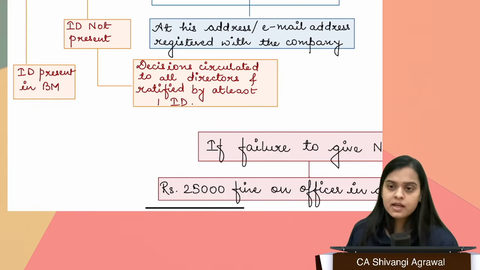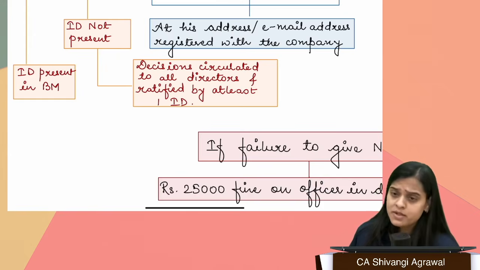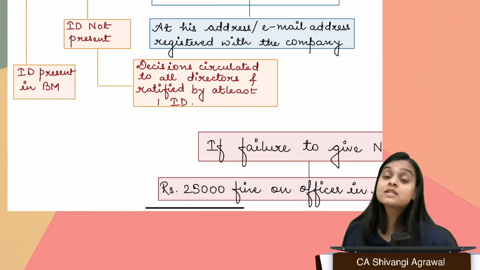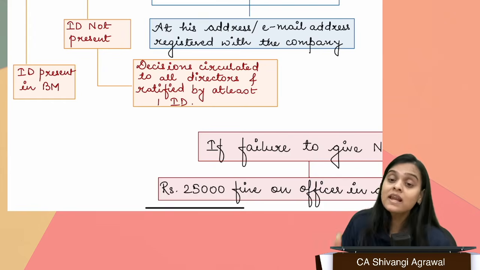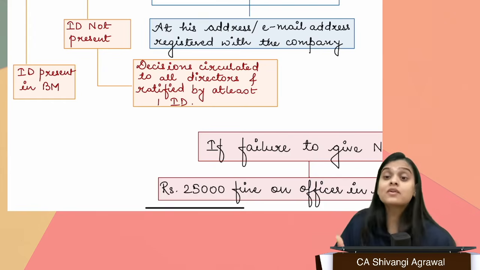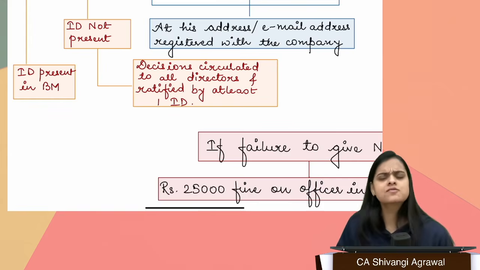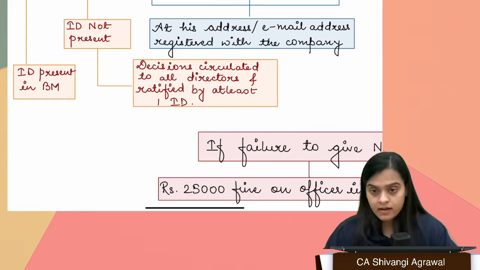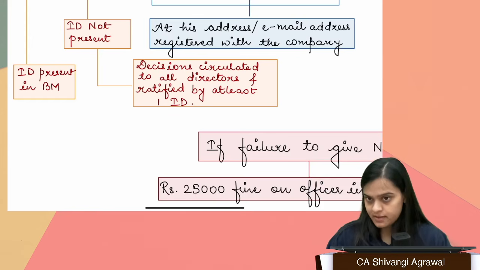If at all the independent director cannot be present, then the decision is going to be circulated to all the directors, and at least one independent director will ratify it, will accept it, saying yes, it's fine, I agree. It has to be in writing. Okay. Then it's going to be valid. Otherwise, it's not going to be valid.